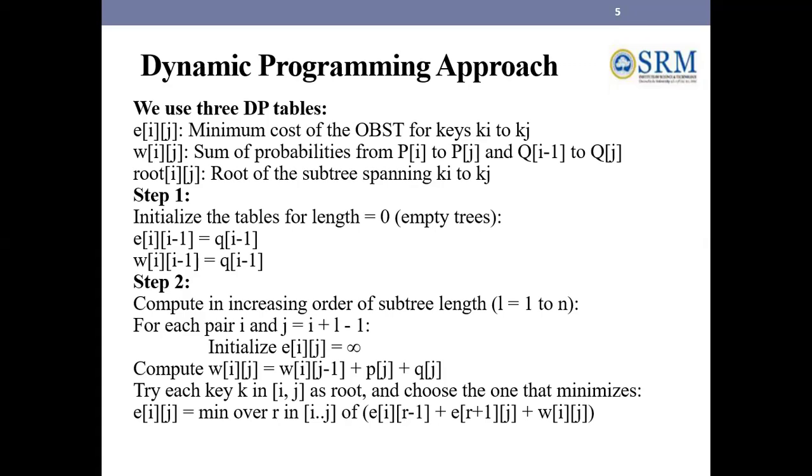After computing W of i j, we try the possibilities for each k from i to j as a root. So we have the range from i to j. We choose each node from i to j as the key node, the root node. Which root node k gives the minimum cost, that will be taken as the root node. So that should minimize the cost. E of i j is the cost. So whichever k gives the minimum cost from i to j will be taken as the root node.